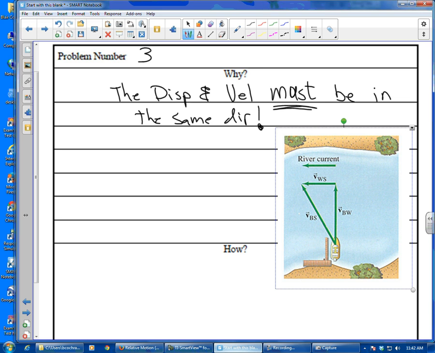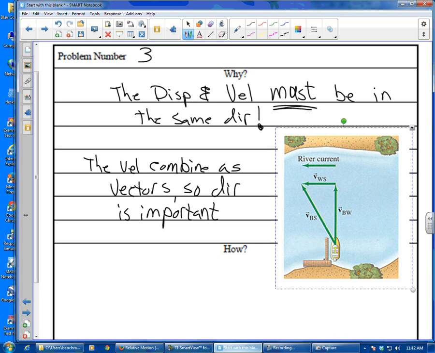You could also, if you didn't feel like doing that, write something like the velocities combined as vectors, so direction is important. All right, because it's very important what direction these things are pointing in. All right, so let's see what information they can tell us.